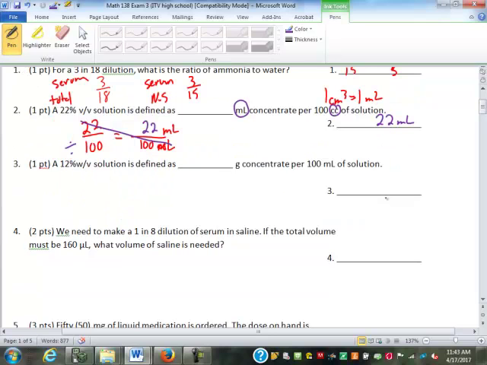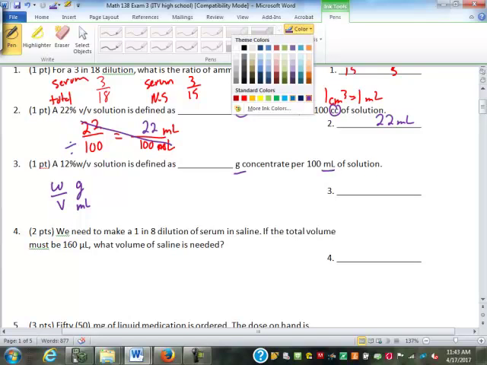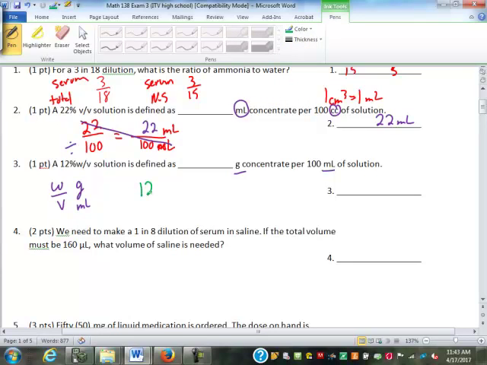Next, a 12% weight to volume. When we're doing a weight in volume, remember the weight is in grams and the volume is in milliliters. And again, I think that's what crossed up a lot of people that had this one wrong, is seeing grams and milliliters, and I think you were thinking milligrams to milliliters. So anyway, 12% is 12 out of 100. Again, this has to be grams and milliliters. We have 100 milliliters. Cross multiply and divide, we get 12 grams.